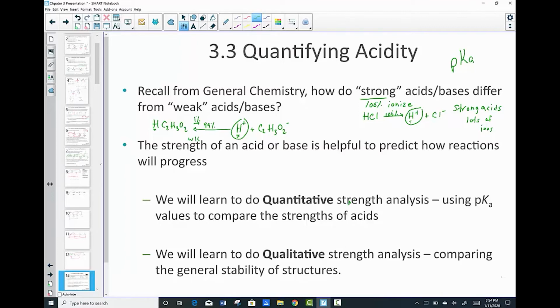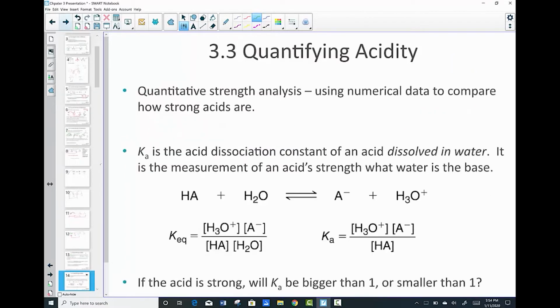So when we examine Ka or pKa, it's using numerical data to compare how strong or how weak acids are. In just general chemistry, we use HA to represent any acid. And when I place it in water, it dissociates, it ionizes, it breaks apart into aqueous ions. Of course, this would be the conjugate base of HA, and this would be the conjugate acid of HA. The more ions we have, the stronger the acid.